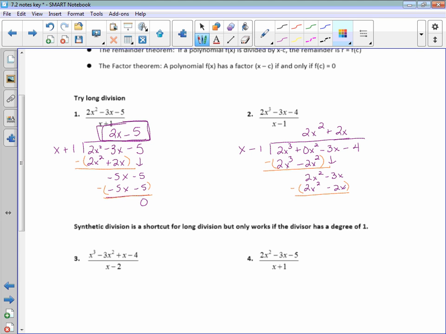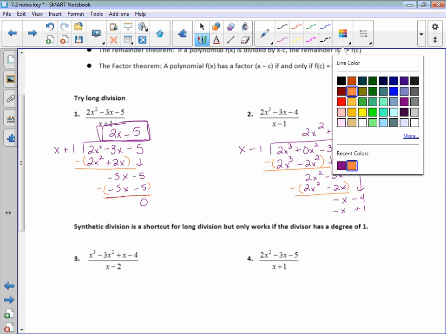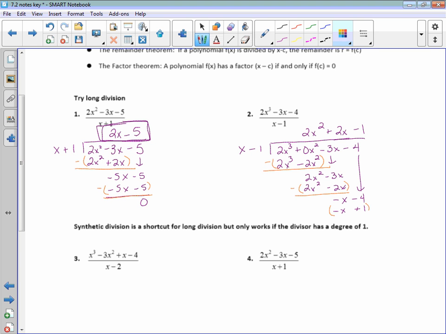What do I get? You get negative 5x minus... No. Negative 1x, yes. Got it. Okay. So we have to do it one more time then. What do I take x times to get negative x? Negative 1. And then I multiply again. So that's going to give me negative x plus 1. And then I subtract.